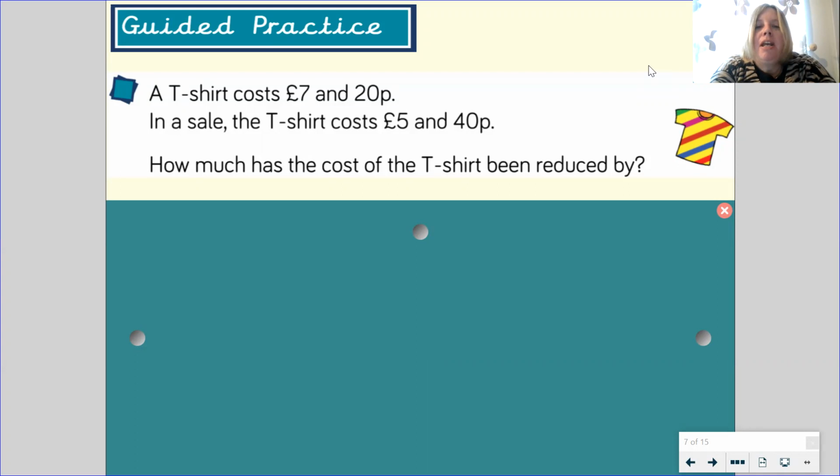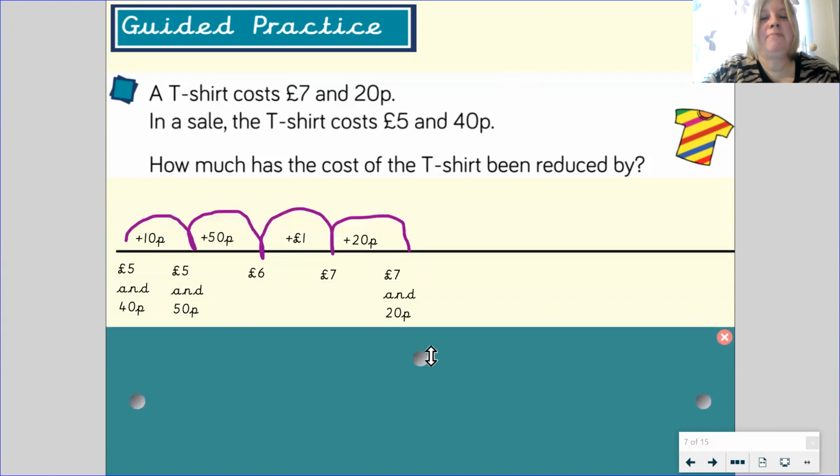What I would like you to do is pause your video and have a go at using a number line to solve this problem. Remember how we have learnt to do this. We will start our number line with £5.40, and you can use this to help you to work out how much the t-shirt has been reduced by. Pause your video and have a look at this question now for me. Let's have a look and see what steps we should have followed to solve the problem.